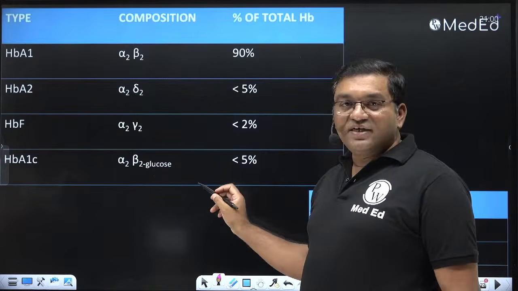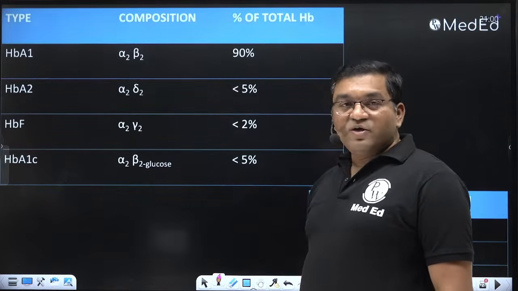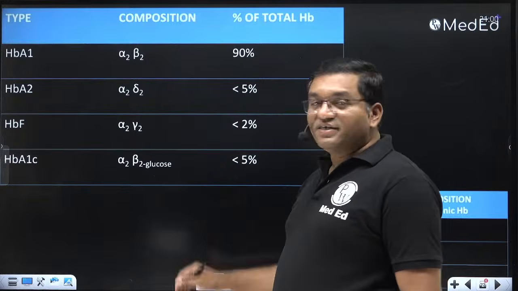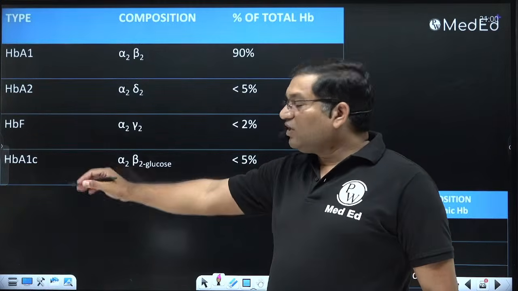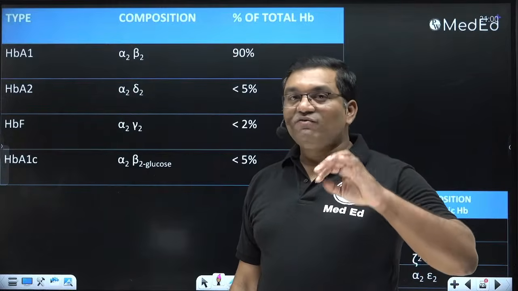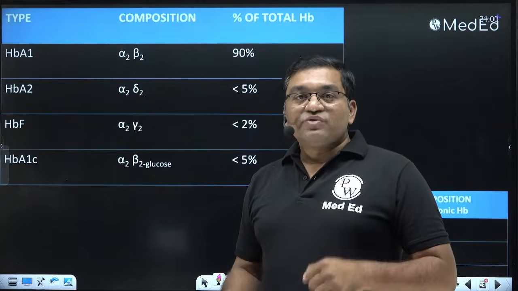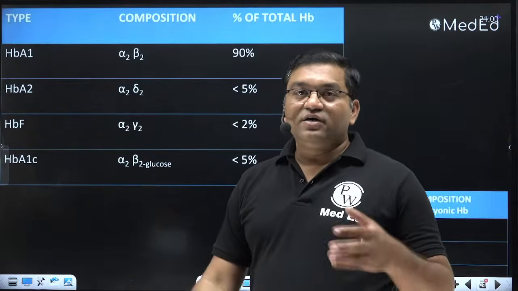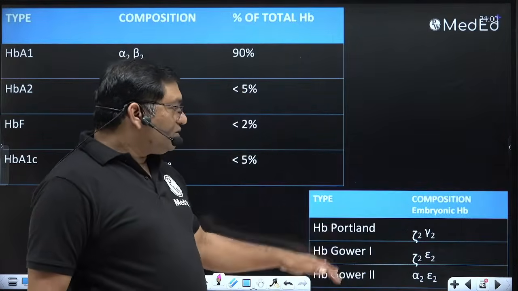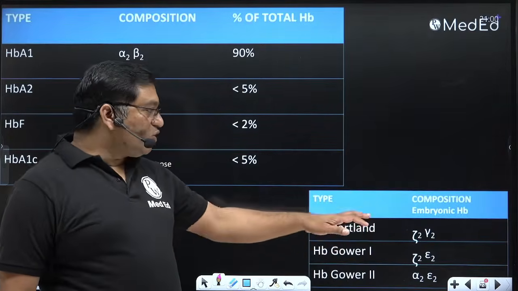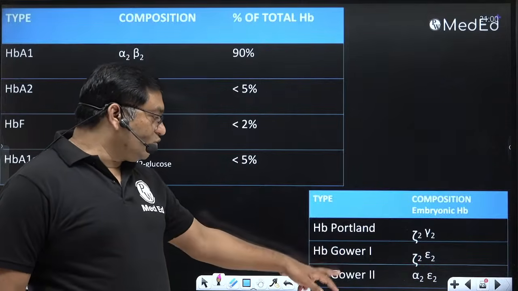In diabetes mellitus, it is more than 5.5%. It indicates the average level of glucose for the preceding 2 to 3 months, depending on the RBC lifespan, that is 120 days. And these are the hemoglobins in embryonic and fetal life: Portland, Gower 1 and Gower 2.